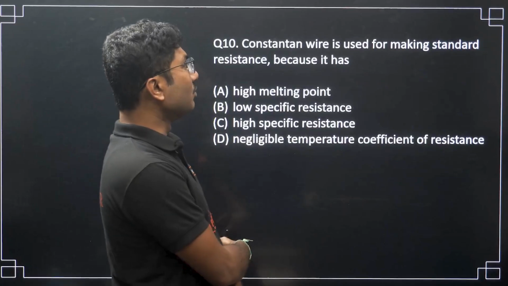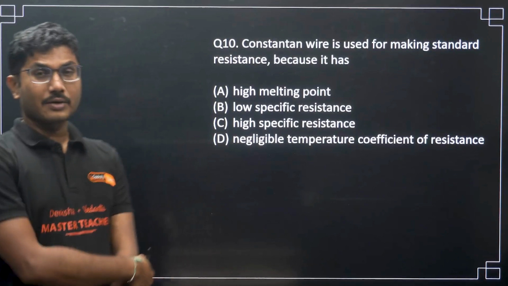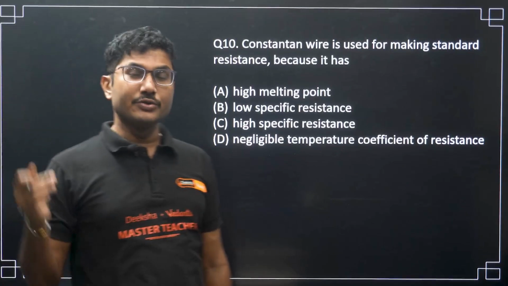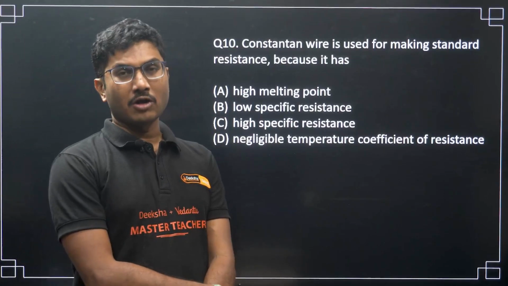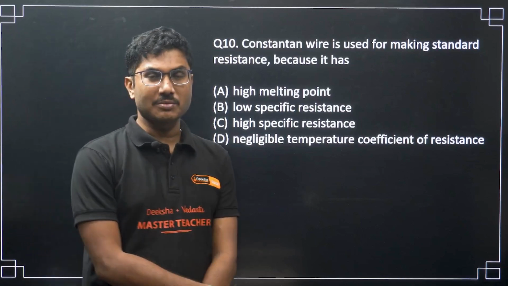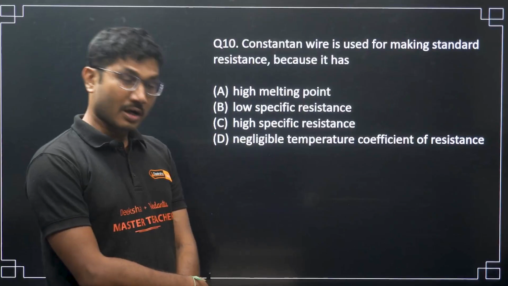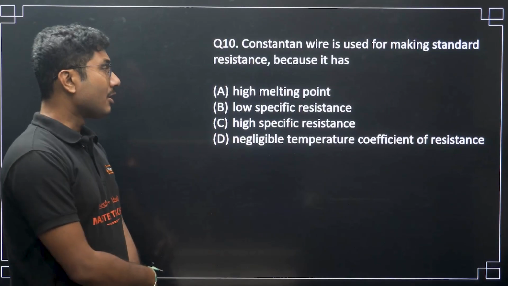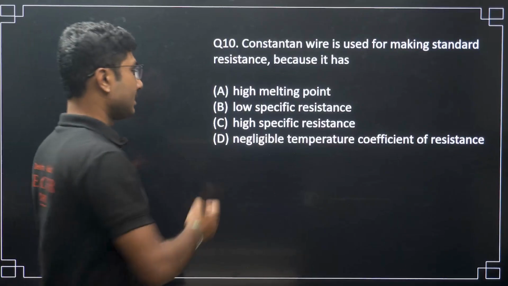Constantan wire is used for making standard resistance. Now Constantan is a wire which is used for your resistance boxes. If you see the resistance box that you use in your laboratory, those who have started doing their lab experiments, some of you may not have started yet, some of you may have. So if you have seen resistance boxes, they basically have Constantan, manganese or nichrome as standard resistances. Now why so? Because it has a very negligible temperature coefficient of resistance. Okay, you have to remember this.